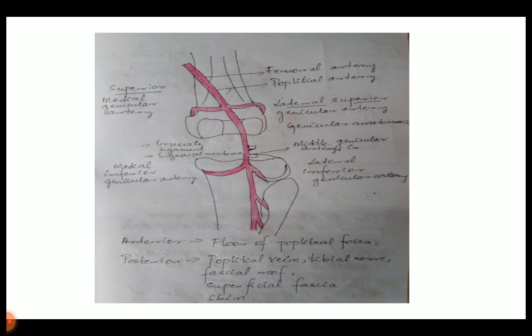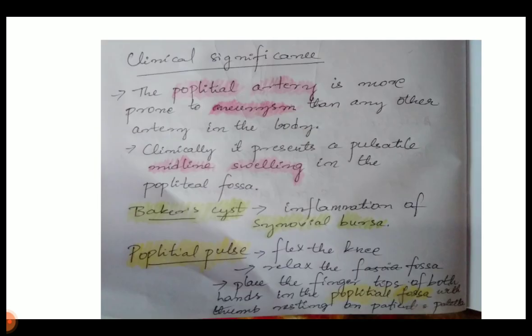Relations: anteriorly it is the floor of the popliteal fossa; posteriorly it has the popliteal vein, tibial nerve, fascia, roof, superficial fascia and the skin. Clinical significance of the popliteal artery: it is more prone to aneurysm than any other artery in the body. It presents as a pulsatile midline swelling in the popliteal fossa.